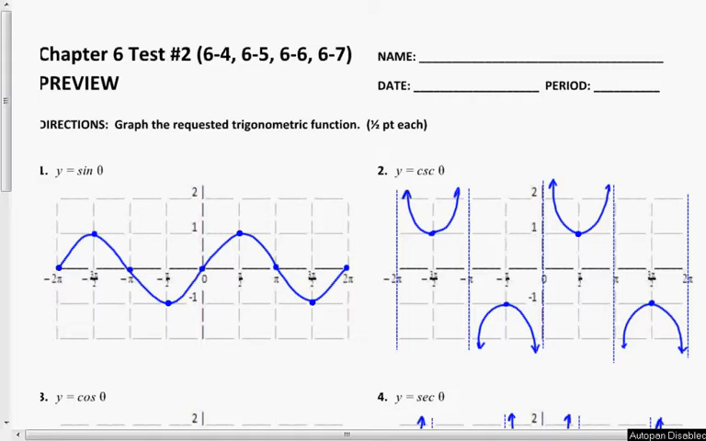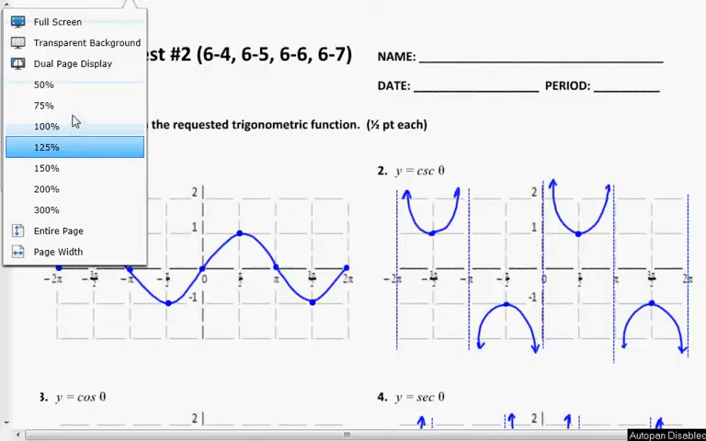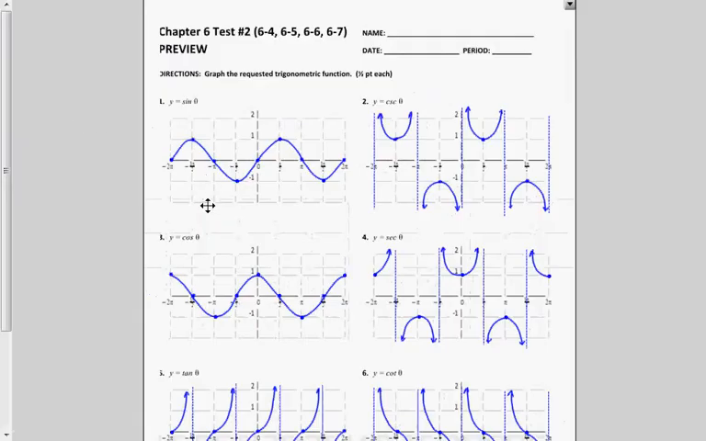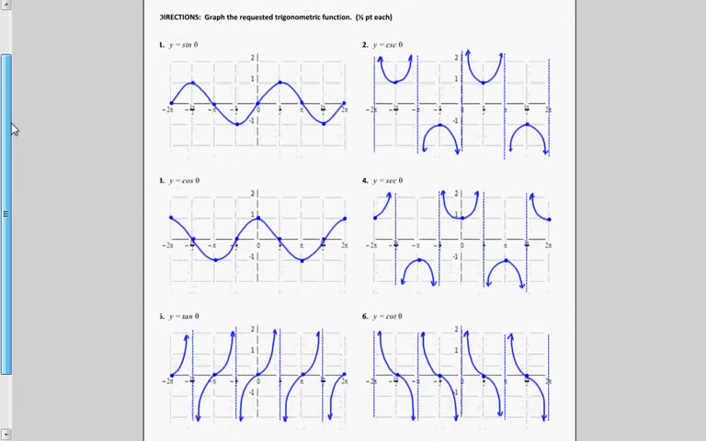Okay, I'm just going to take a look at the Chapter 6 Test Number 2 preview. The first page of the test that you'll be taking on Thursday will look very similar to this. You're going to be asked to graph the 6 trigonometric functions, so you need to make sure that you are familiar with the key starting points and the intercepts and so forth for these different functions.